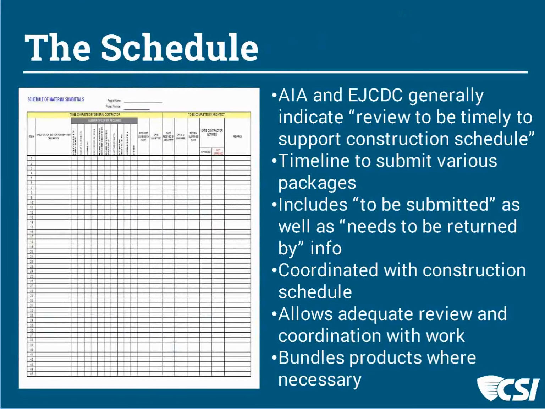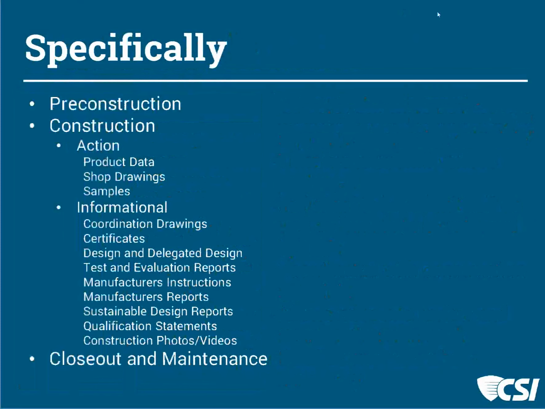Okay, great. Well, let's go to the next slide, and we'll break down with some specificity the types of submittals that are involved with the project, and then we'll take a little look into each one of these. There are pre-construction submittals, which we'll look at in a little more detail. There are construction phase submittals that are basically in two categories, one action submittals and the other informational submittals. And then finally, there is a phase for closeout and maintenance type submittals.